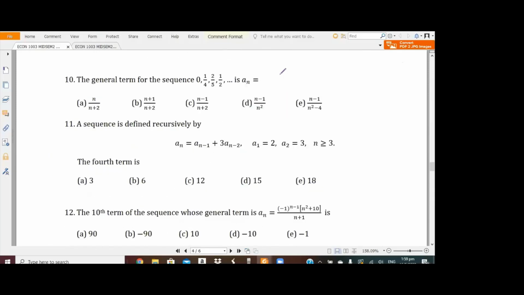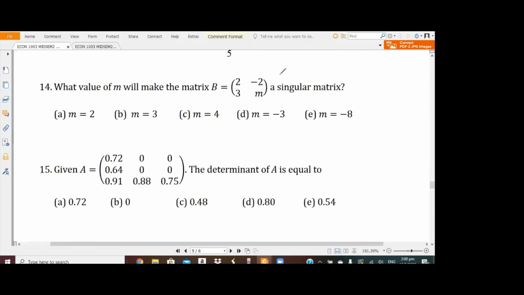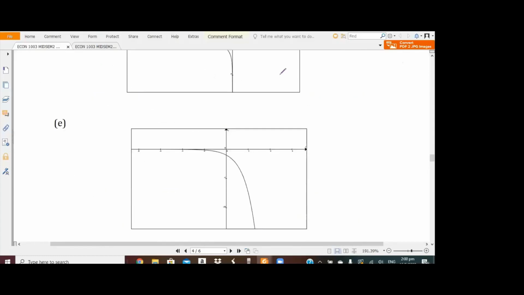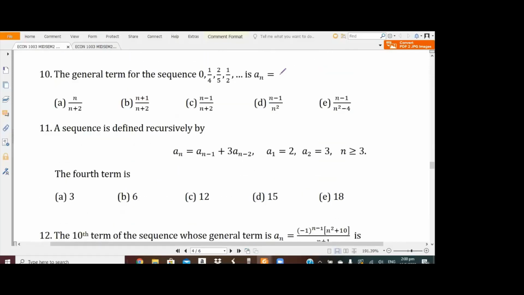All right. So these questions are going to require you to actually reason a little bit, just a little bit, nothing too heavy, right? So let's look at question 10 here. The general term for the sequence 0, a quarter, 2/5, a half is a_n equal. So if you know the definition of a sequence, it helps you a lot.